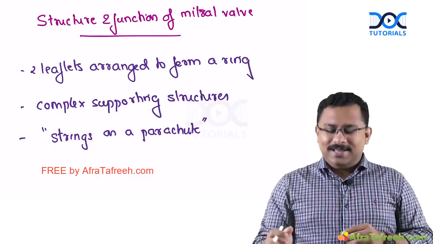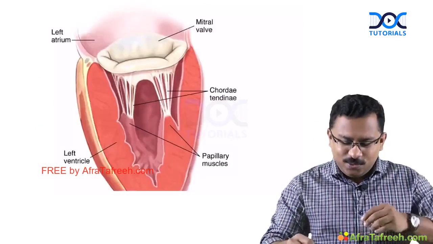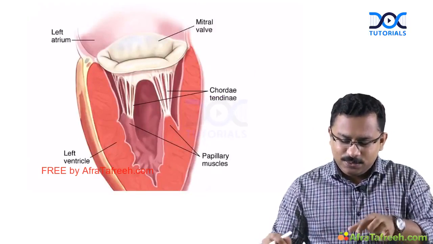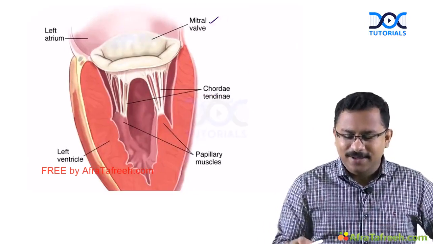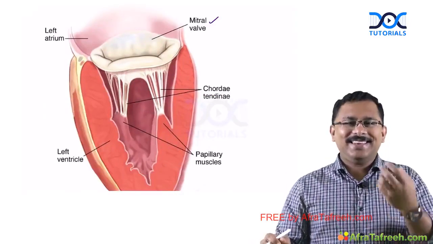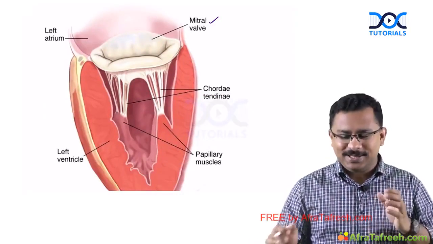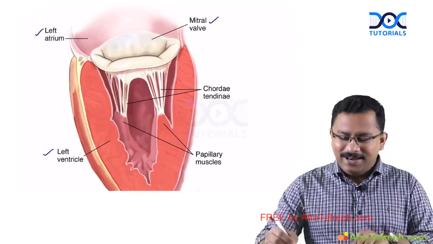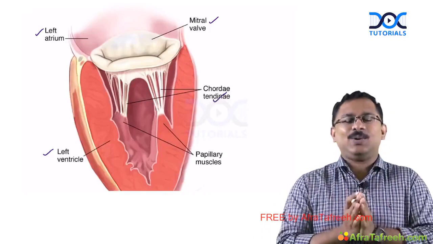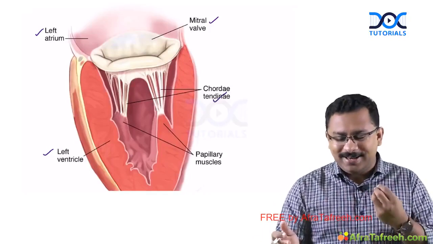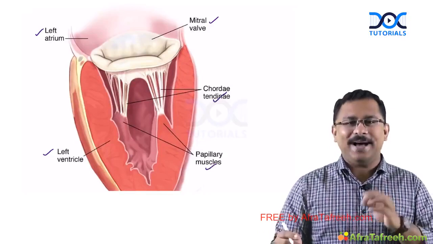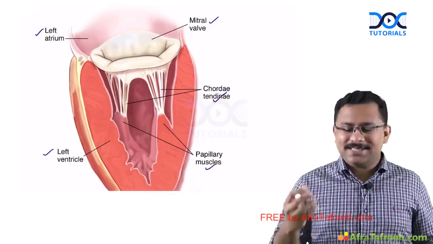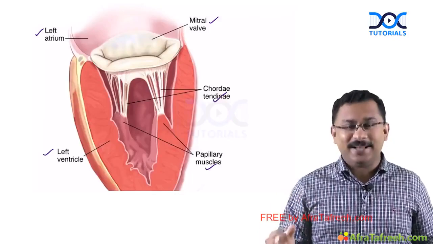Okay, so let me just take you to the basic structure here. Yes, you can see the mitral valve here. There is an anterior leaflet and a posterior leaflet. So there is a mitral valve between the LA and the LV, and you can see the strings on the parachute, the chordae tendineae. You can also see the papillary muscles here. So all this is actually involved in supporting the mitral leaflets.